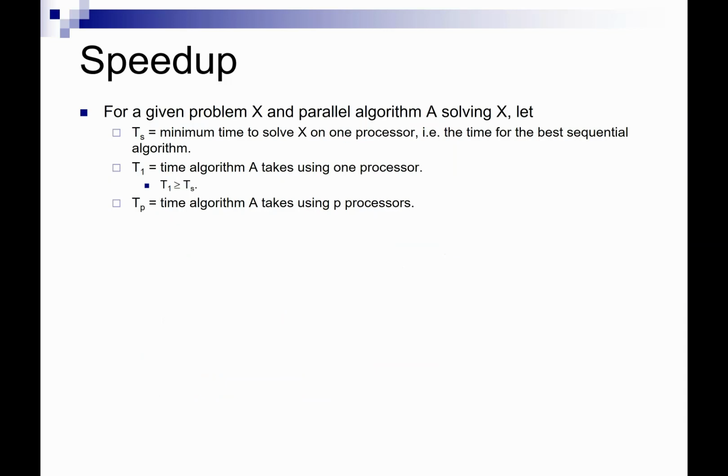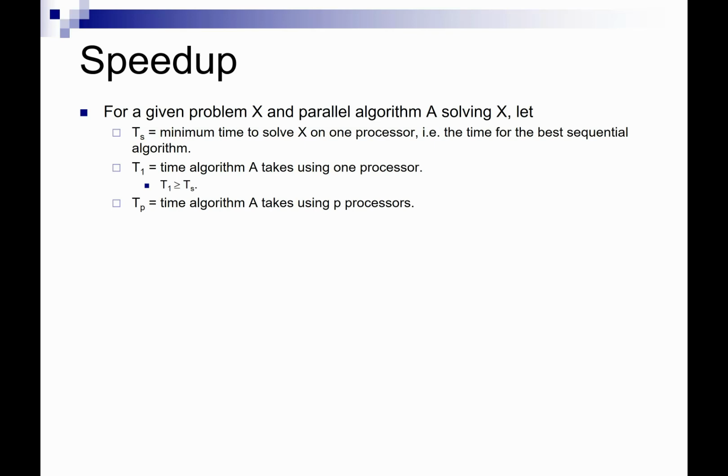Let's first define some terminology. We're trying to measure the amount of speedup that a program is getting as you increase the number of processors. So let's fix a problem X, and let's say that we have a parallel algorithm A which can solve X. Now we're going to define T sub S to be the minimum amount of time to solve X using one processor.